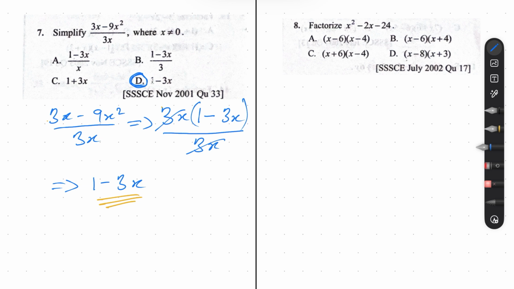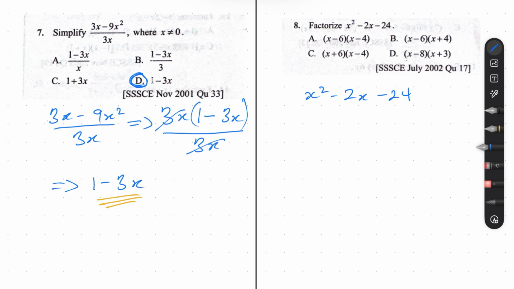Let's go to question number 8. Question number 8 says factorize this expression. So let's write it down. We have x squared minus 2x minus 24.